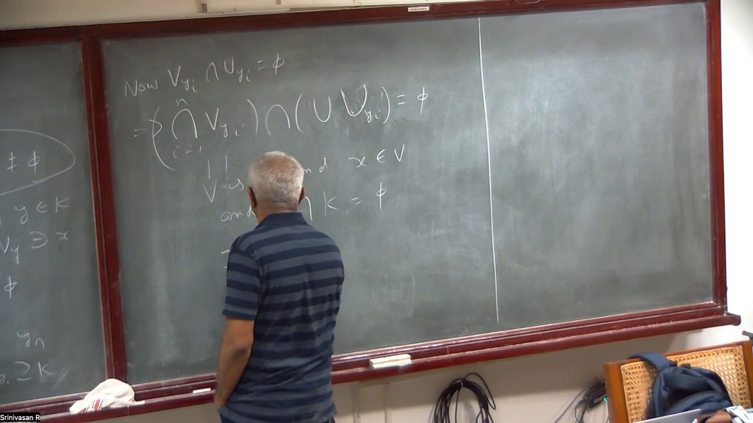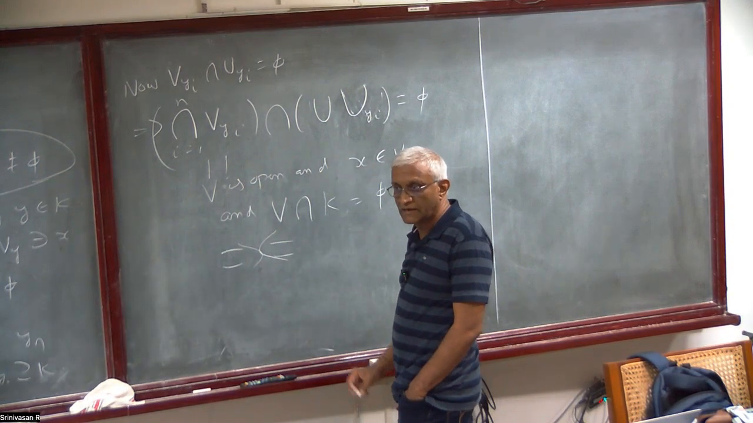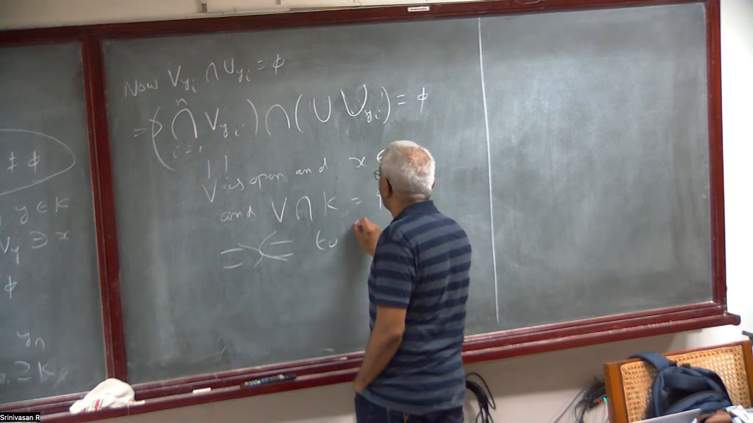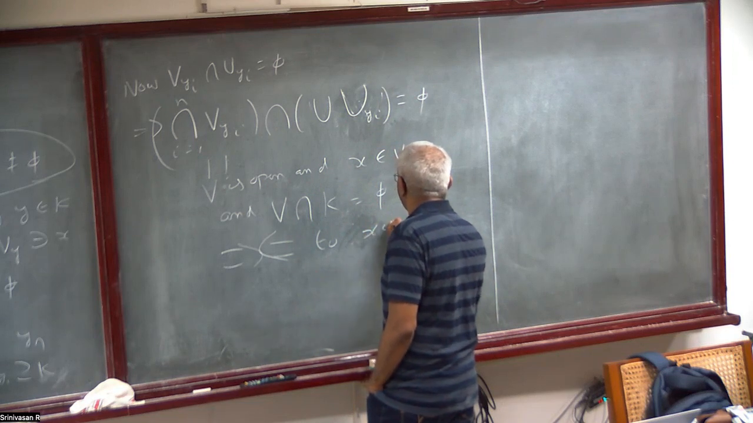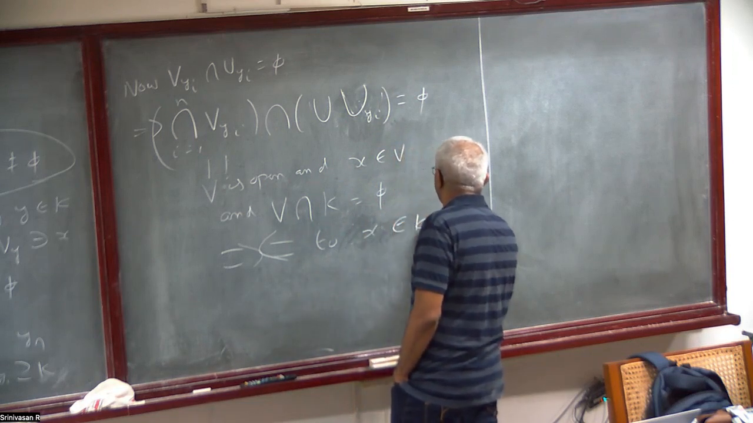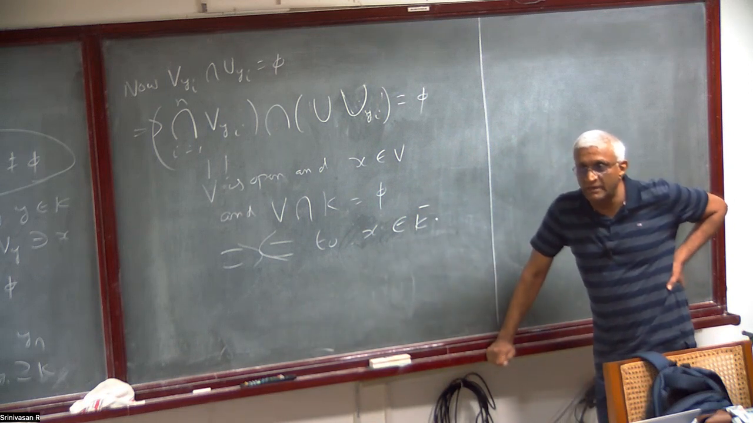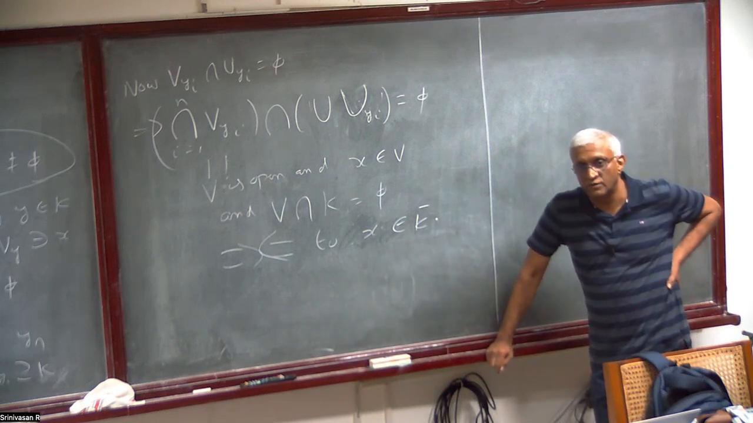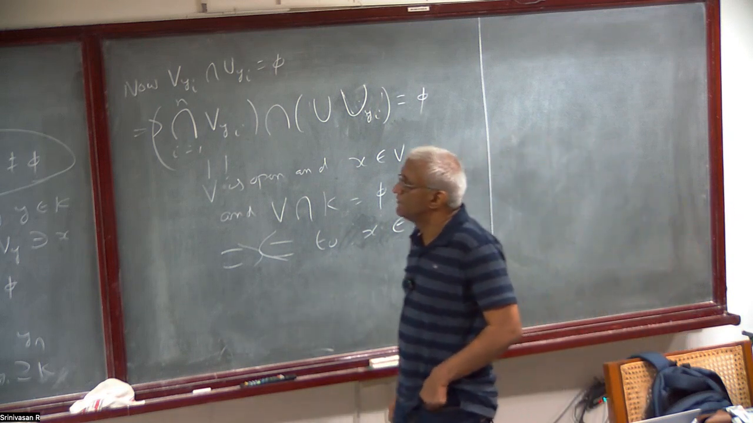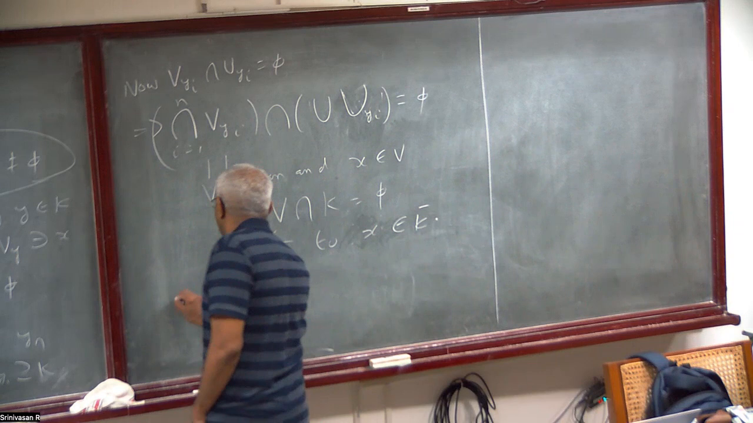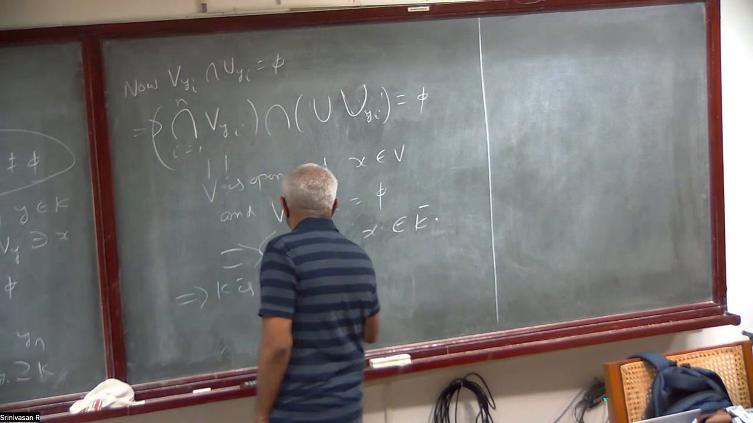Okay. This contradicts. This is my symbol for contradiction. This is a contradiction to the fact that X is a limit point. X is in the closure. So we assume the contrary and it is not true. So this implies K is closed. Done.